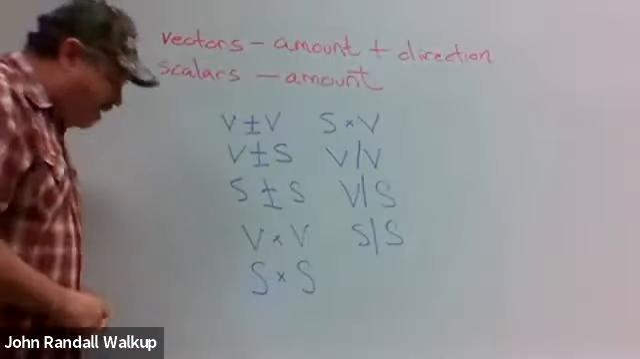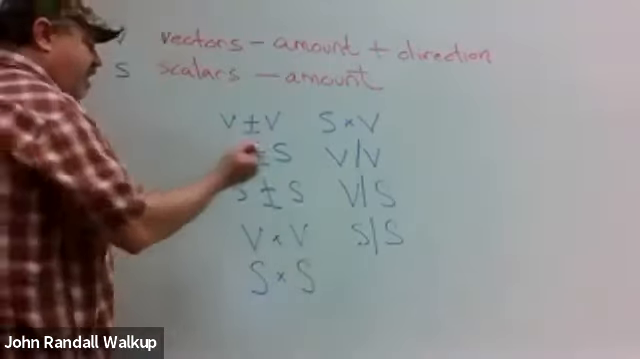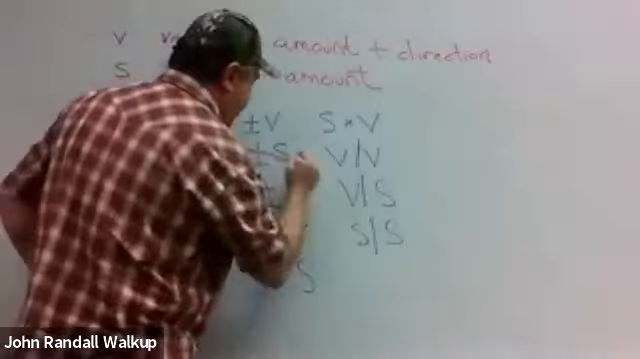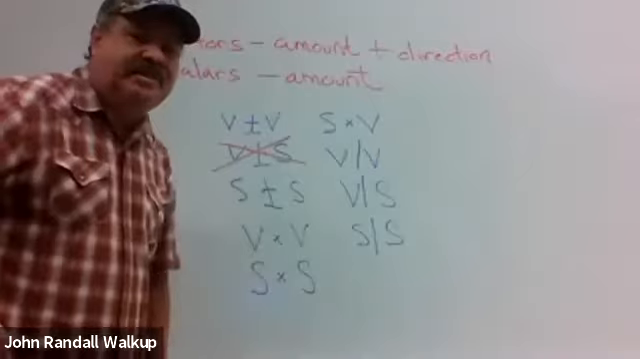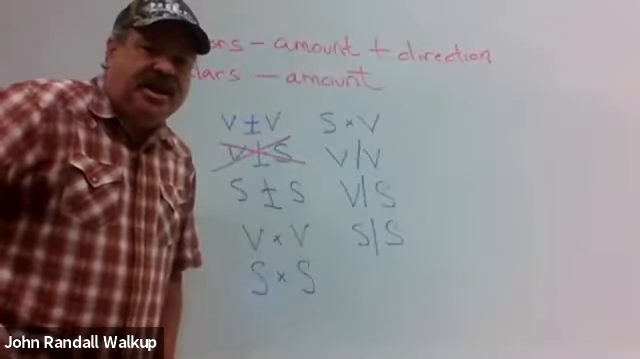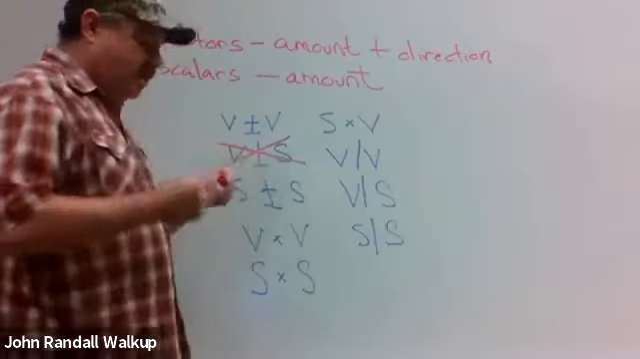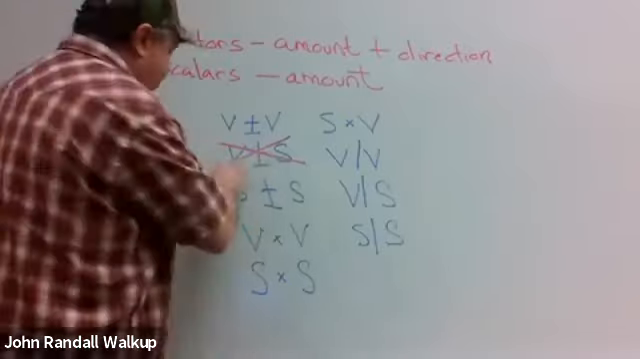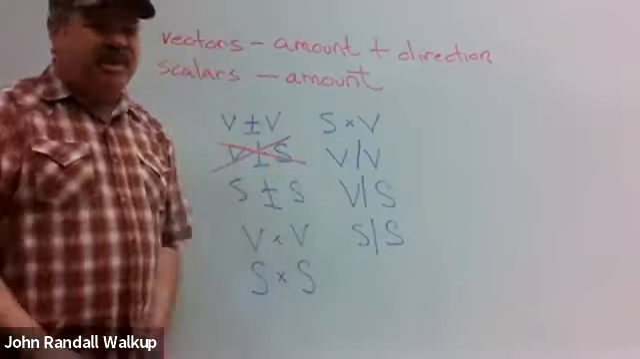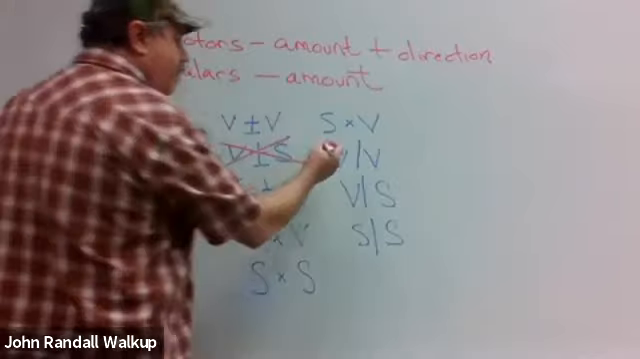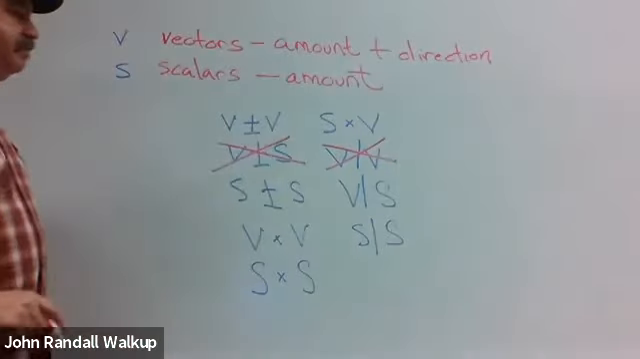Now I'm going to eliminate the ones that we don't do. First of all, you cannot add a vector and a scalar together. They're completely different types of entities. So you really just can't do that. You will not be asked to ever add a vector to a scalar. It wouldn't make any sense. This has a direction associated with it. This one doesn't. So how would you combine them? It doesn't make any sense. Also, you cannot take a vector and divide it by a vector.